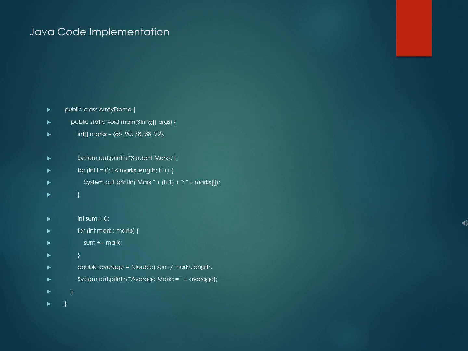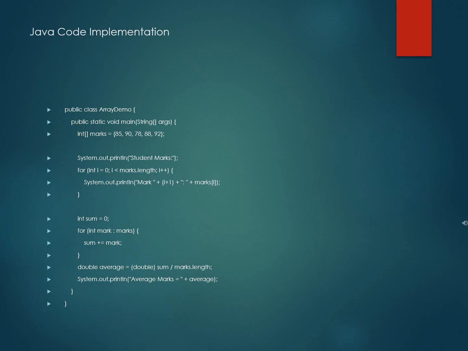Now, let's look at the Java program. Here, we declare an array of integers called marks and initialize it with 5 values: 85, 90, 78, 88, and 92. Next, we print each mark using a for loop. Notice how the loop runs from index 0 to marks.length minus 1. The length property gives us the size of the array, which is very useful.